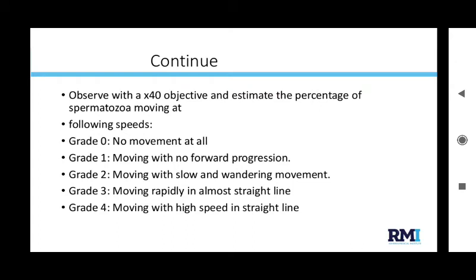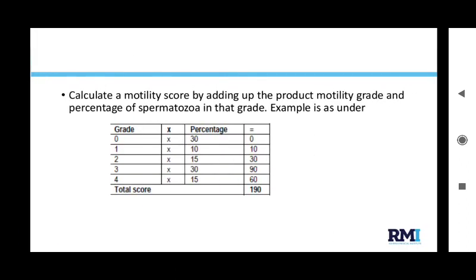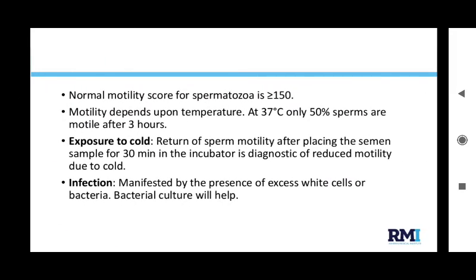Now there is grading according to the motility, ranging from grade 0 to grade 4. Grade 0 is no movement at all. Grade 1 is moving with no forward progression. Grade 2 is moving with slow and wandering movement. Grade 3 is moving rapidly in an almost straight line. Grade 4 is moving with high speed in a straight line. That comes to normal. Motility score: there is a procedure for grading and motility scores. Normal motility score for spermatozoa is greater than or equal to 150, right?